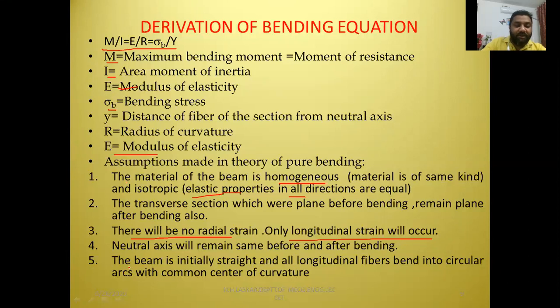The last one is that the beam is initially straight and all longitudinal fibers bend into circular arcs with a common center of curvature. So these are the assumptions that we will use while deriving the bending equation.